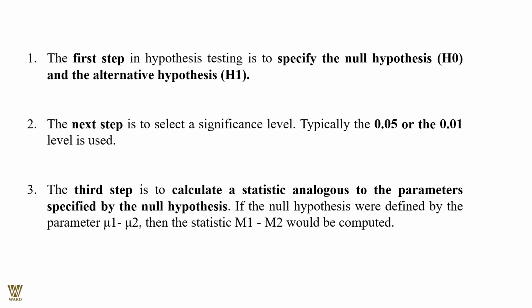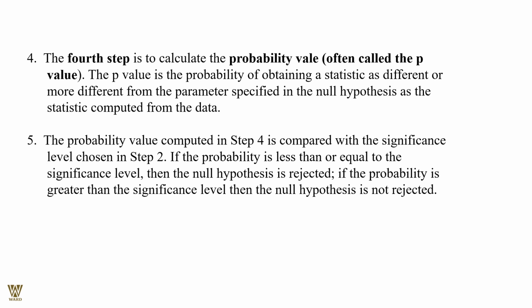The next step is to select a significance level. That's 0.05 or 0.01 level is used. Typically, 0.01 is used for very accurate research. So most commonly, the 0.05 level, a 95% confidence level, has been utilized, or significance level has been utilized. The third step is to calculate the statistic analogous to the parameters specified by the null hypothesis. Remember, if the null hypothesis parameters are defined by mu1 minus mu2, then the statistic m1 minus m2 would be computed as such.